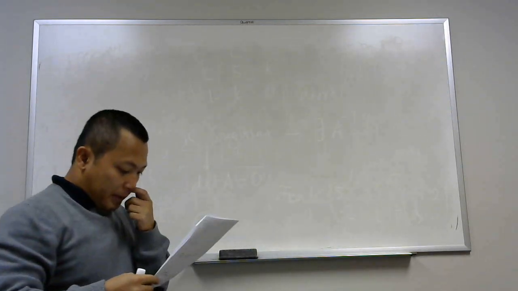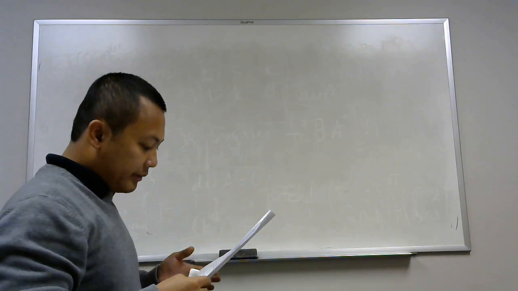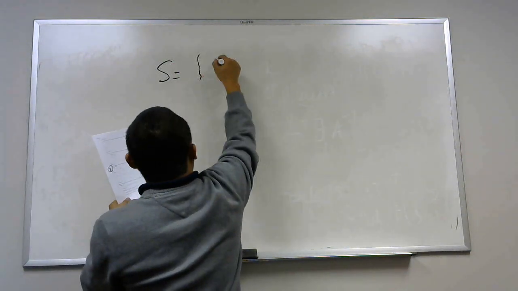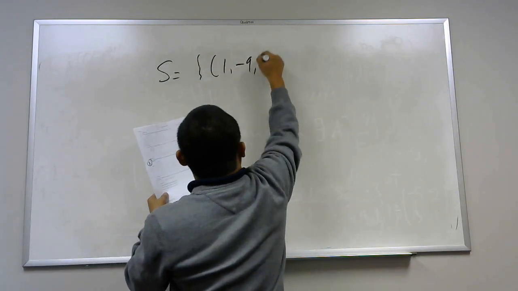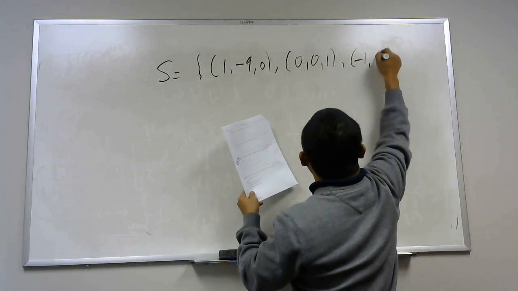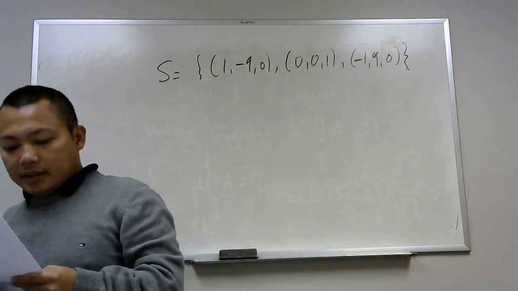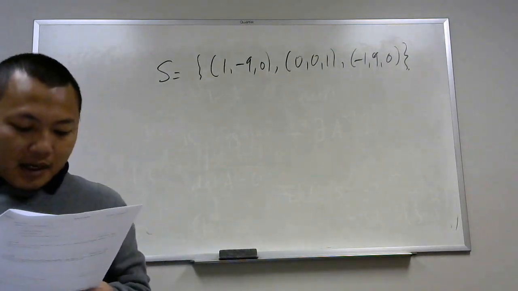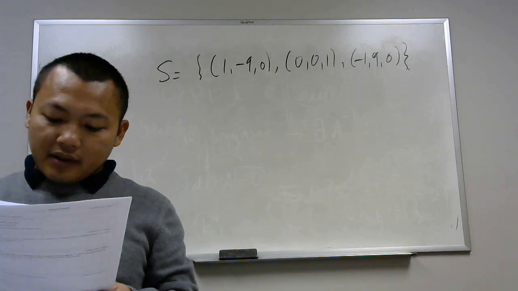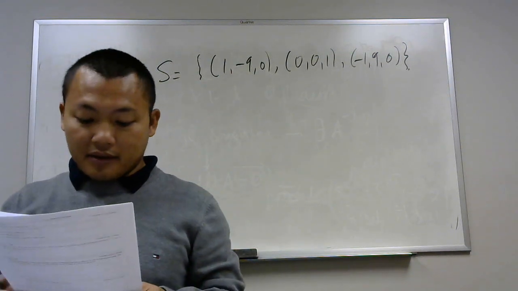All right, next question. We'll talk about spanning sets. So you have some set S in R3, which is 1, 9, 0, 0, 0, 1, and then 9, 1, 9, 0. Determine whether set S spans R3. If the set does not span R3, then give a geometric description of the subspace that it does span.